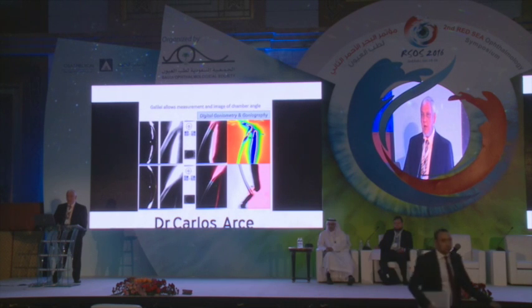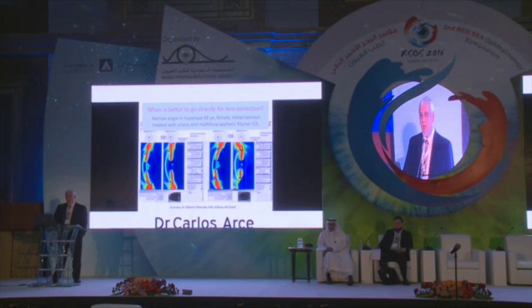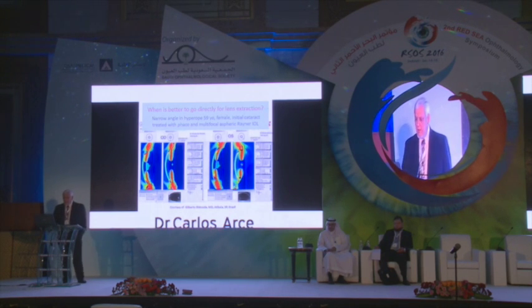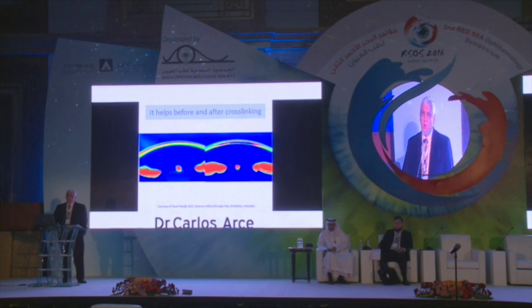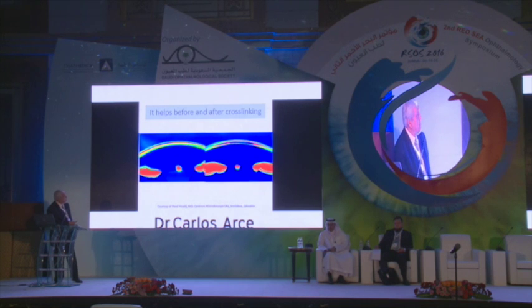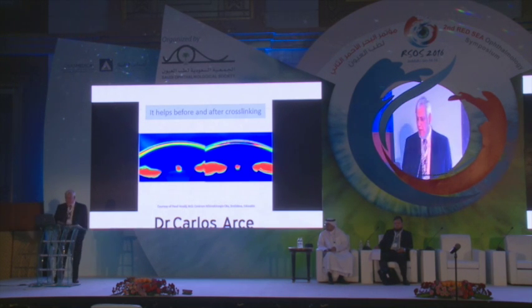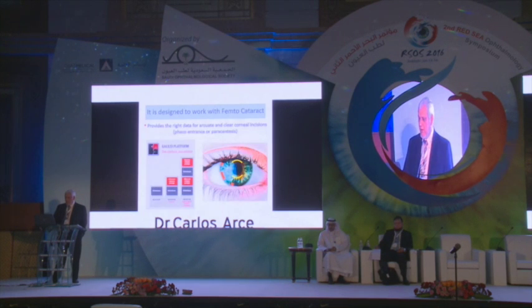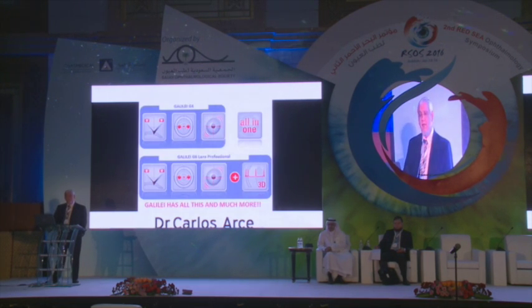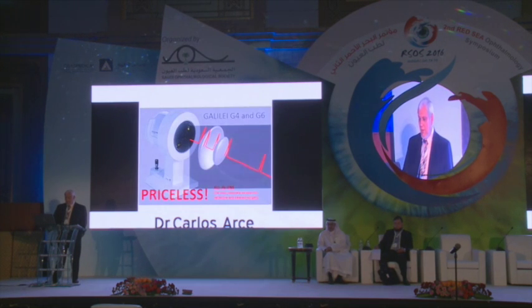We have digital gonioscopy, and we have the possibility to decide if we do clear lens extraction or YAG iridotomy. We also use the Scheimpflug images to help us after the cross-linking. We don't see the demarcation line, but we see the depth of the cross-linking effect. And Galilei finally is decided to work with femtocataract. Okay, Galilei has all this and much more. I'm sorry, it's priceless. It's all in one. Thank you very much.